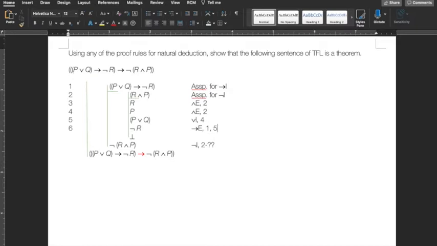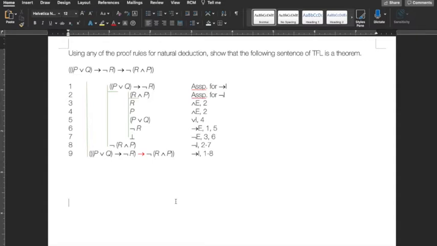All we have to do is fill in our justifications and line numbers. So line 7 is justified by negation elimination. That's the rule that allows us to introduce that symbol for contradiction. And we apply it to lines 3 and 6, where we have a sentence and its negation.